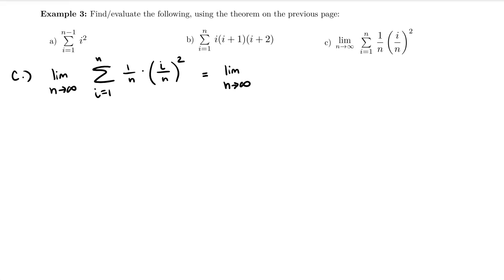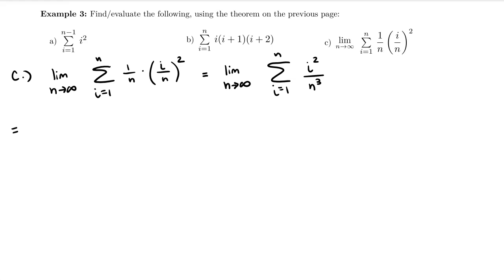I'm going to go ahead and square the thing inside the parentheses. So if we square i over n, that gives us i squared over n squared. And then we want to multiply that by 1 over n. So we have 1 over n times i squared over n squared. And if we multiply those, then in order to make that into a single fraction, that would give us i squared over n cubed. And notice that our index here is i, and n just represents a constant.